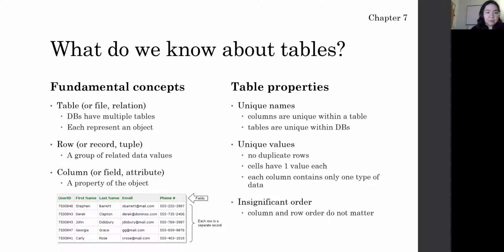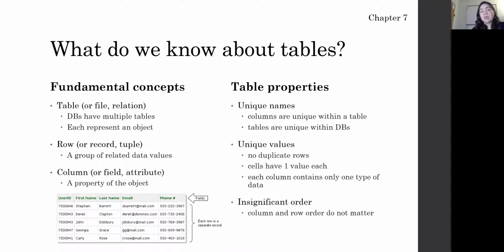Each row, or record, or tuple, which is another word that's pretty much a database-only term as far as I know, I just usually say row, is a group of related data values for one person or entry, right? And our columns, otherwise known as fields or attributes, are a property of the object.